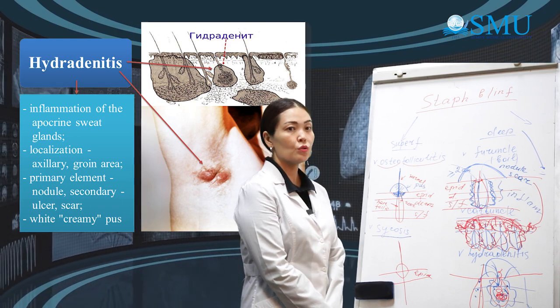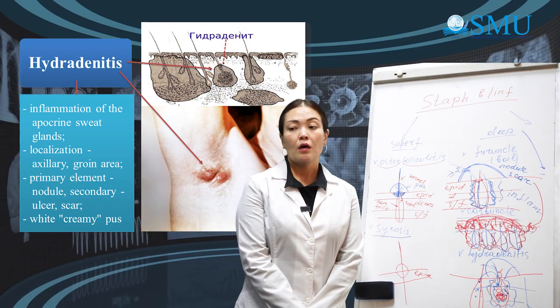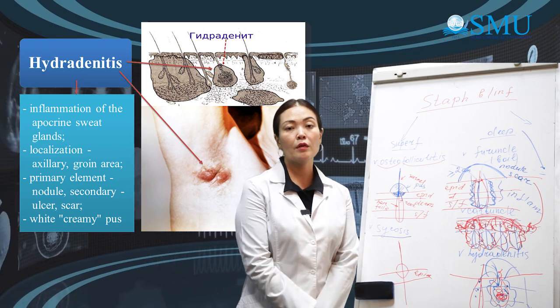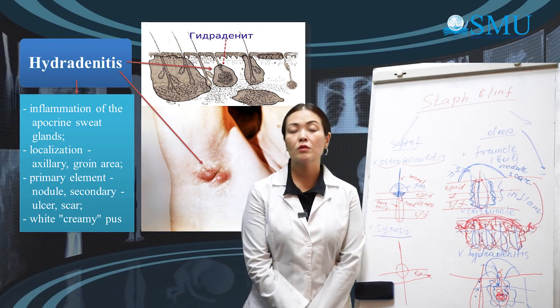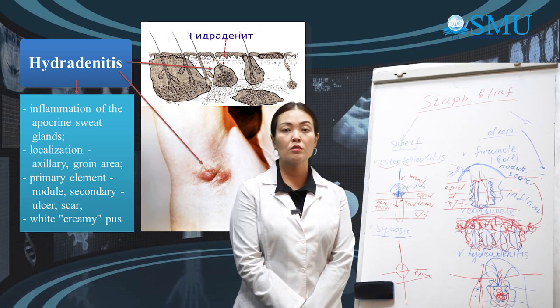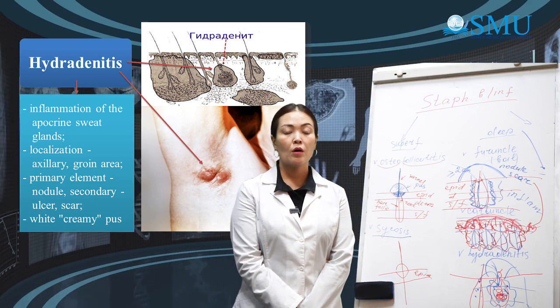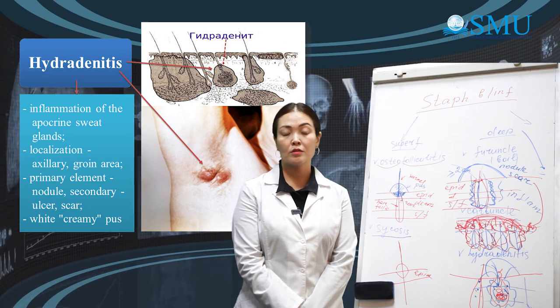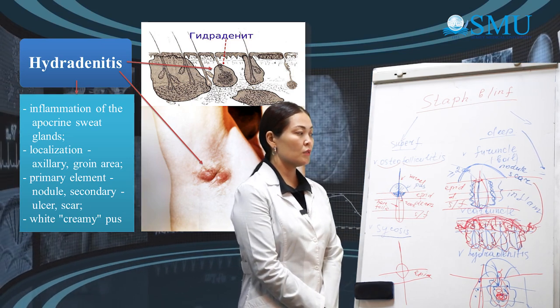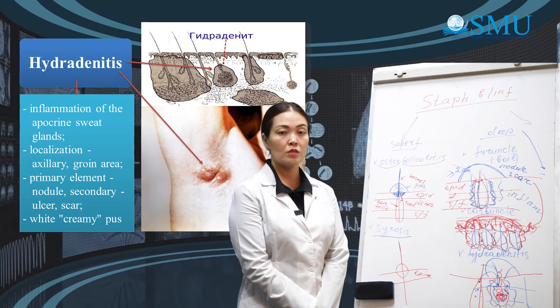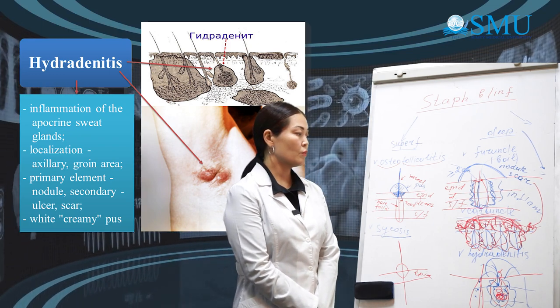But you also should understand that this is only the main diseases which you can see in your practice. In a real situation, in bacterial infection of the skin, we have 100 types of infections, of problems, but we discuss with you more often the diseases which you will see in your practice.